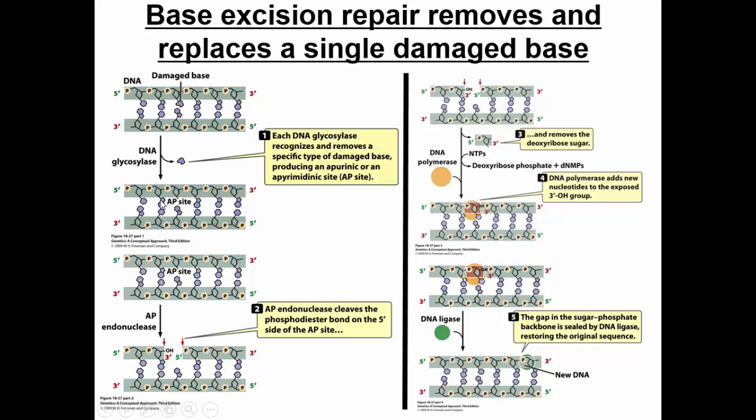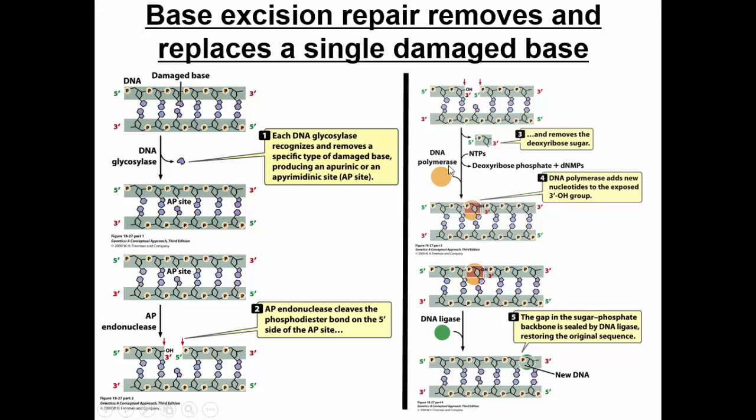Okay, so don't let that phrase throw you, right? That's all it's saying. Okay, then what happens is an AP endonuclease comes in and it removes the rest of the backbone in that region. Notice endonuclease. It's not chopping at the end of the strand, right, in the middle it's cutting.